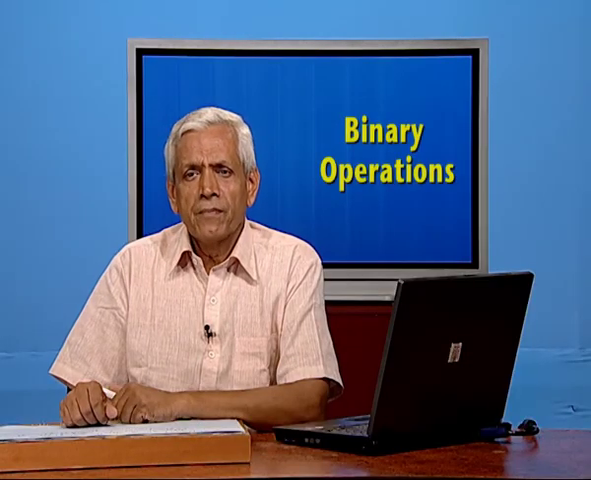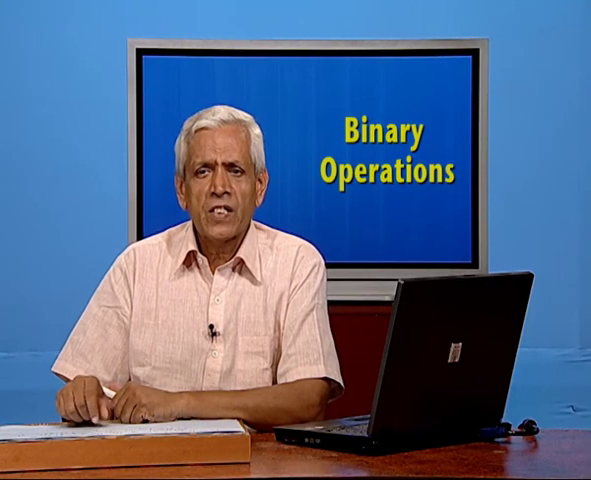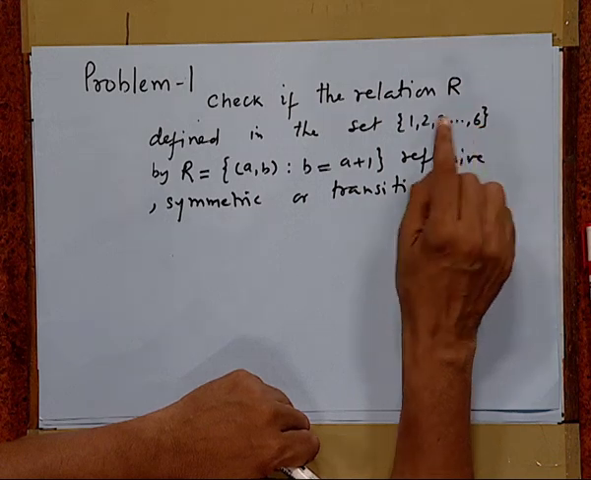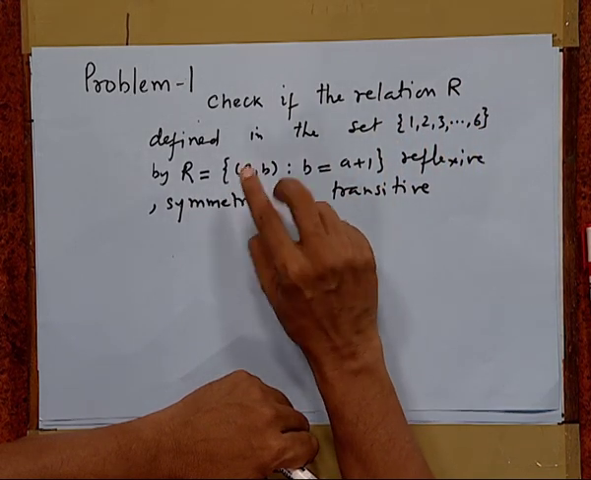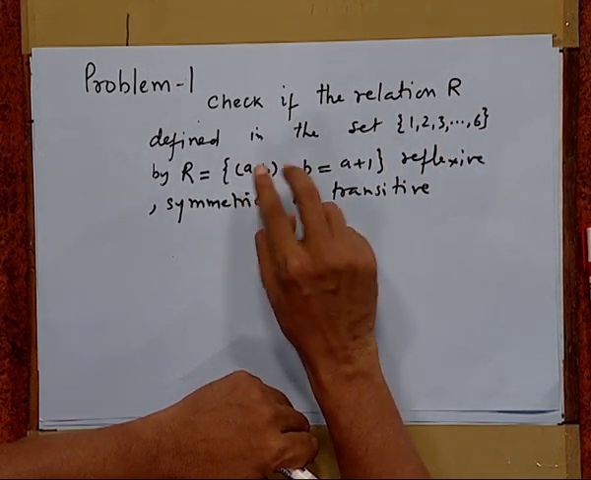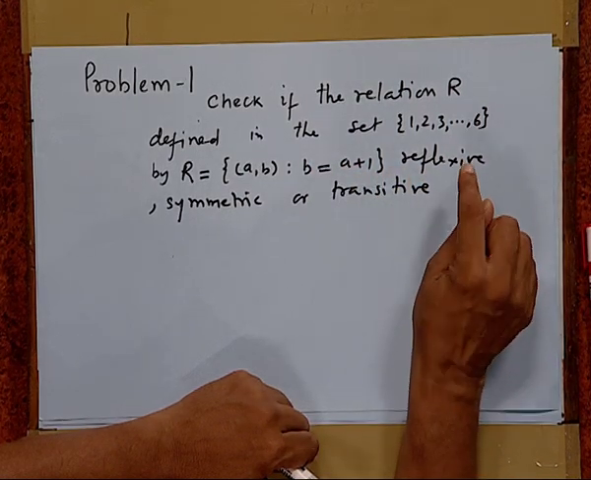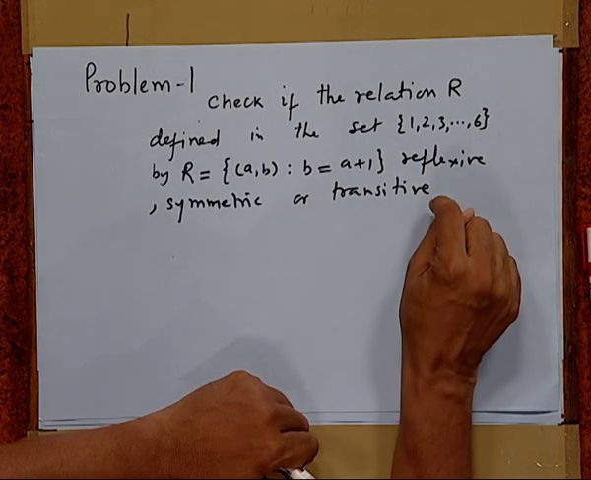Let us take an example. The question is, check if the relation R defined in the set {1, 2, 3, up to 6} by R equal to {(a, b): b = a + 1} is reflexive, symmetric or transitive. Let us check one by one.